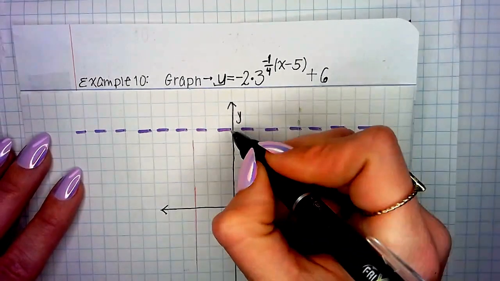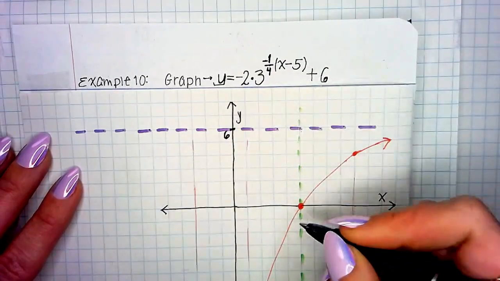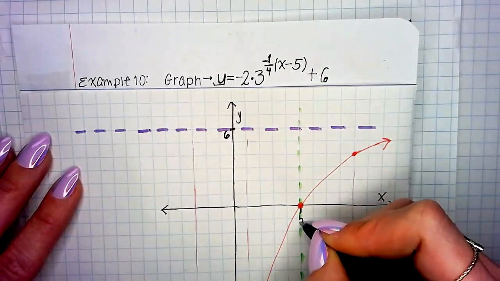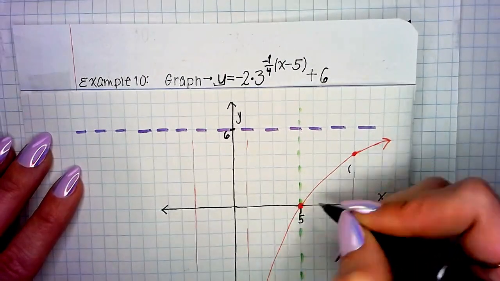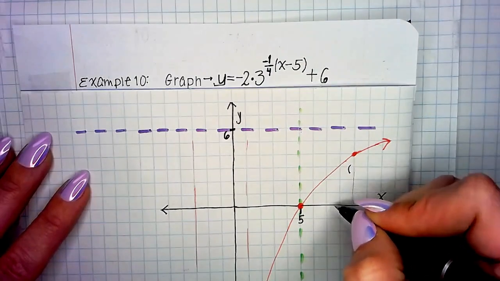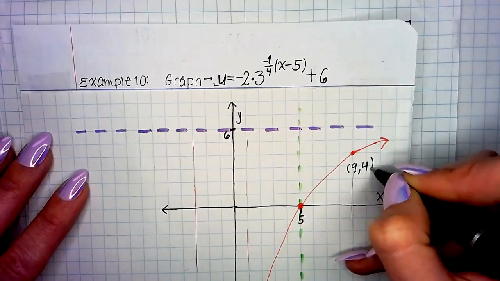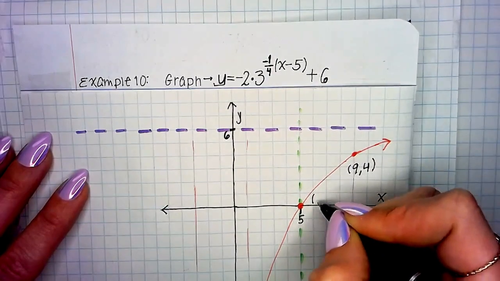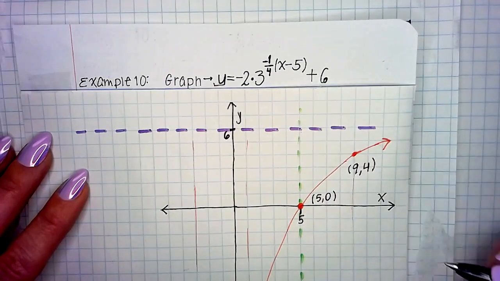Next, I would just say let's label the important numbers. So let's put a 6 and let's put a 5 right over there. Maybe we can even label a couple ordered pairs. We'll label 2. So this one, if that's 5, that's 9, 4. And this point is 5, 0.